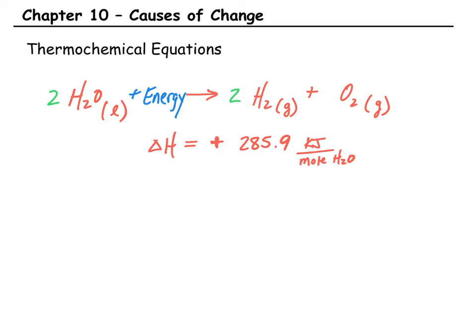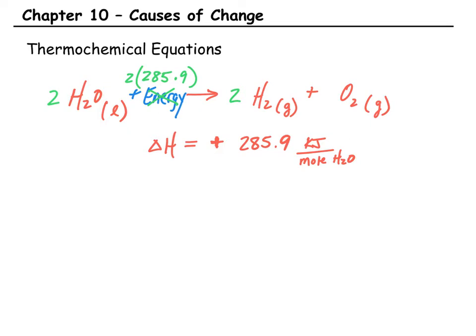So if this delta H is per 1 mole of H2O, then the amount of energy I would need, if I'm going to write that in here, has to be 2 times 285. I could do that math and write it down, or I can write it with a 2 in front of it, like the 2's in front of H2O and H2.